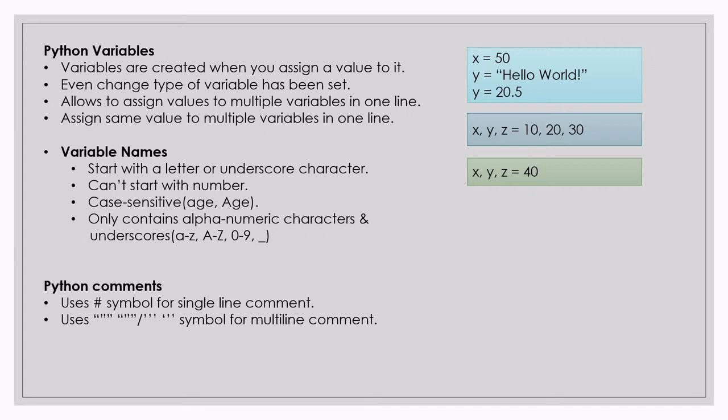For this purpose, Python uses the hash symbol for a single line comment, like this one. So if we put a hash symbol at the beginning of the line, that means that line is not going to execute.